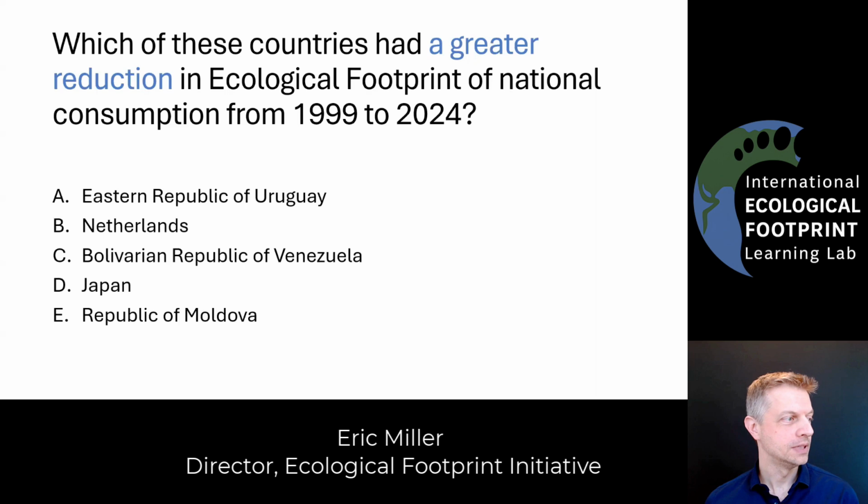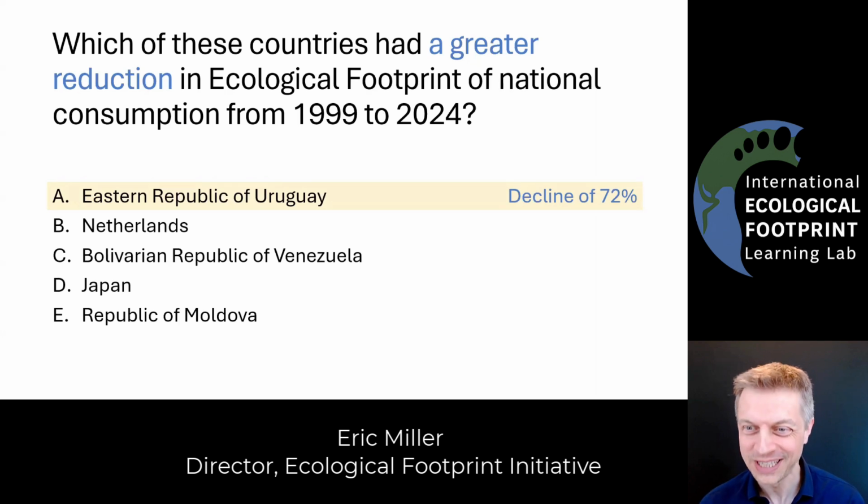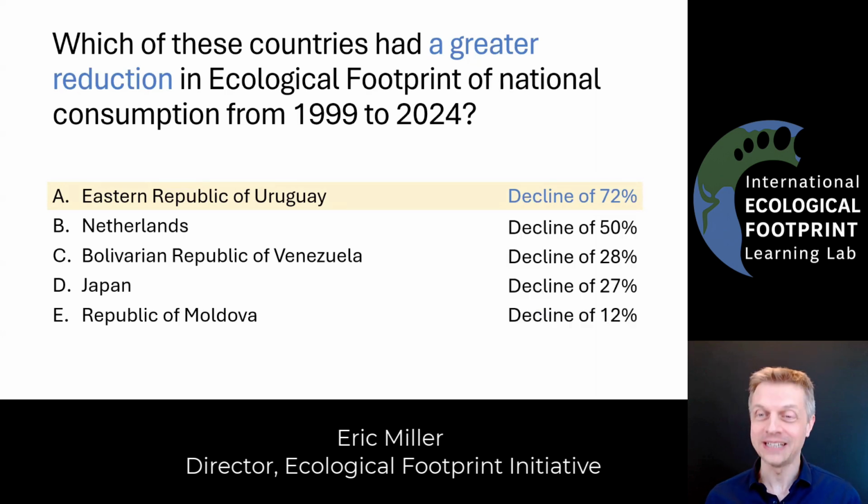Here's what we found. Uruguay has, among these countries, a greater reduction in ecological footprint of national consumption over that 25-year period, a decline of 72%, which is quite substantial. The other countries also had declines in the ecological footprint of national consumption over that 25-year period, but less so than Uruguay. Netherlands in second place, etc., with this list in decreasing order of the declines.